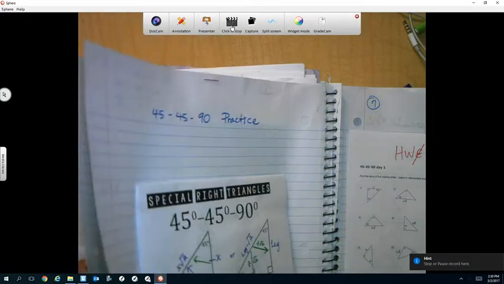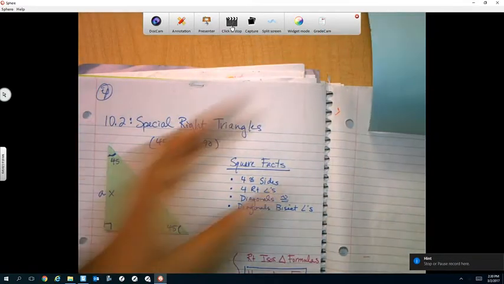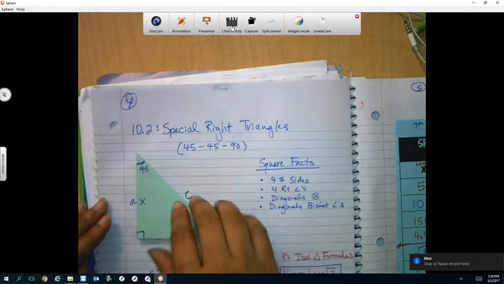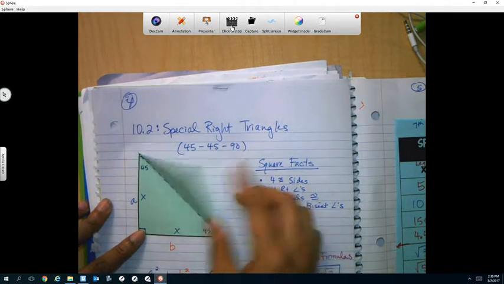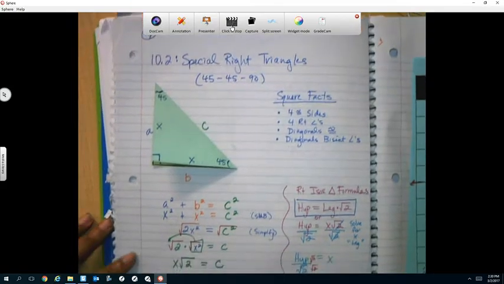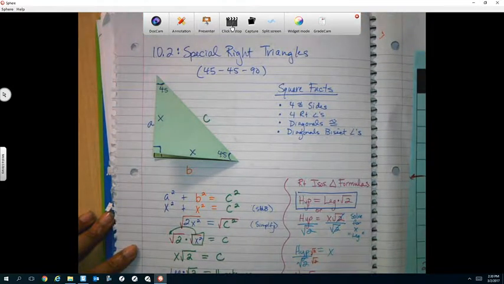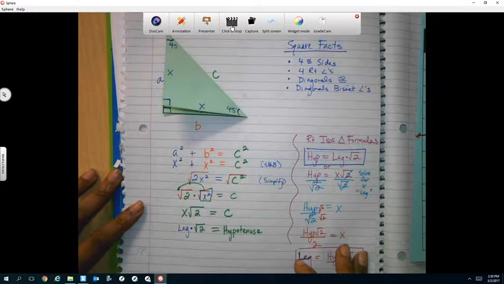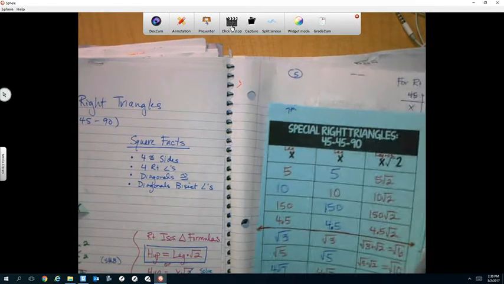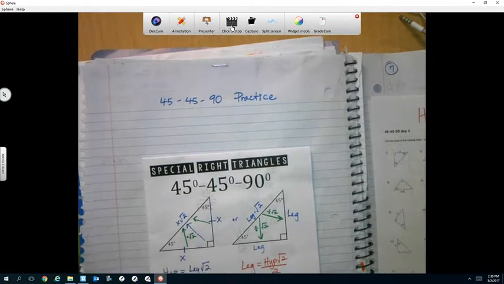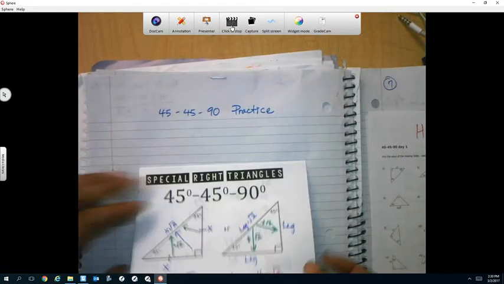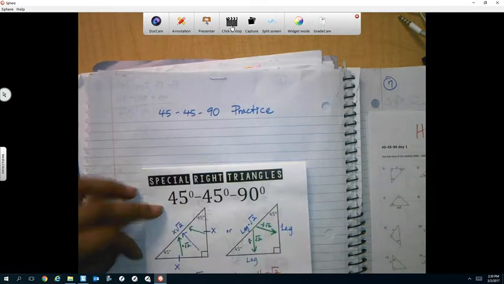Okay, on Monday we did our special rights that we derived from the square. This is what we did on Monday. We added some facts and we derived the formula for special rights. Then on the next page we did the table. So this was actually entry 5. And then we went into some practice problems where we followed and showed how to get some examples.